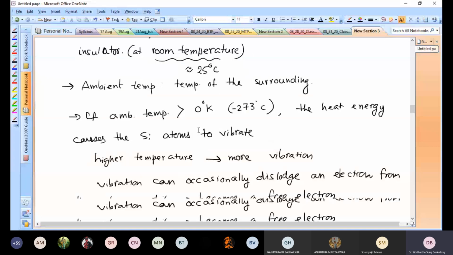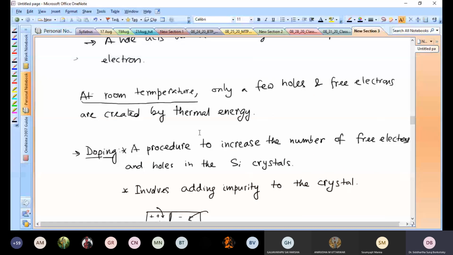Now these free electrons can conduct current, but the point is that at room temperature, there are not too many holes and free electrons. If there were a lot of free holes and free electrons, you could use this as a nice conductor, but that's not the case. So pure semiconductor materials act almost like an insulator at room temperature.